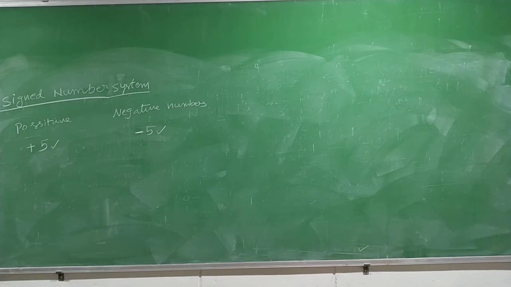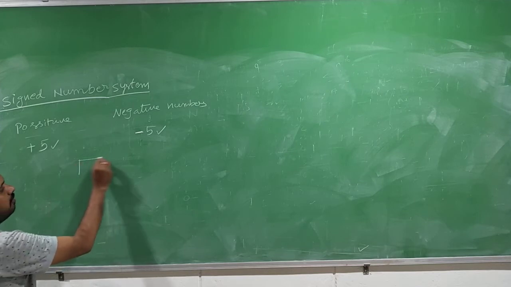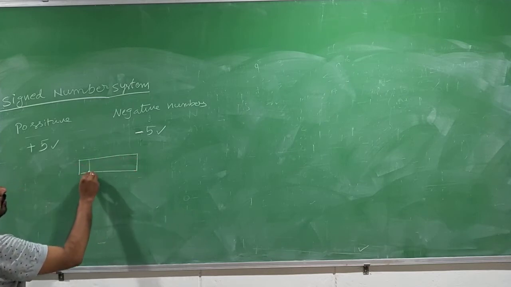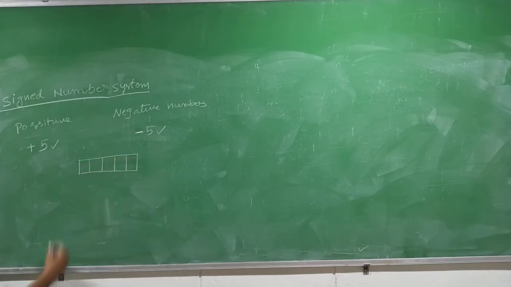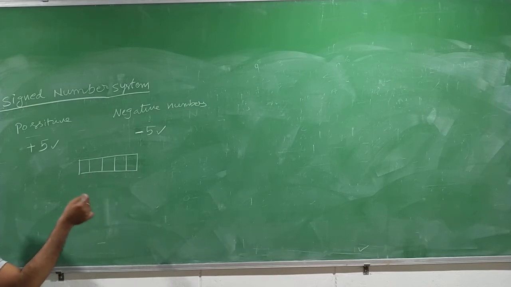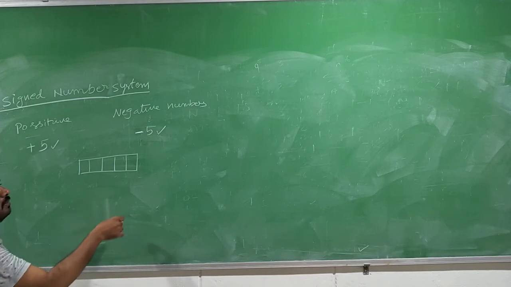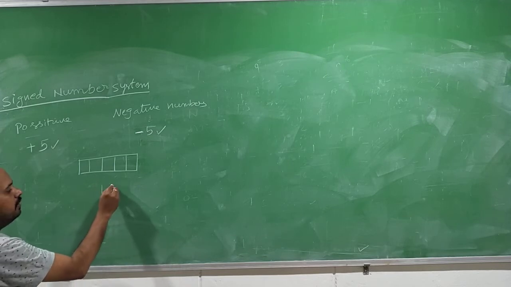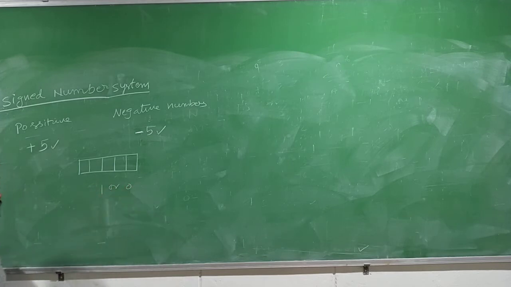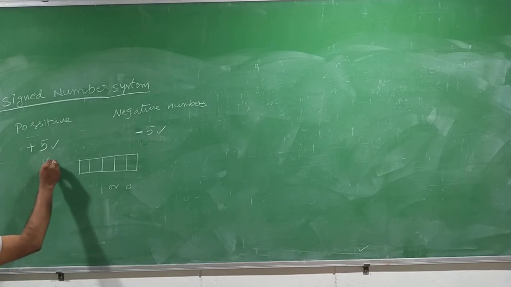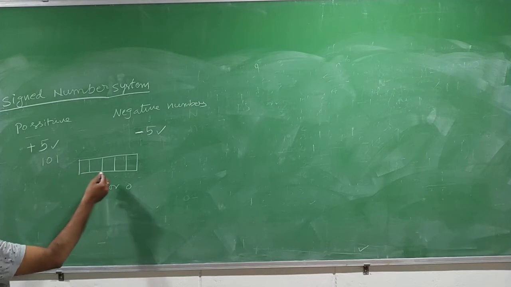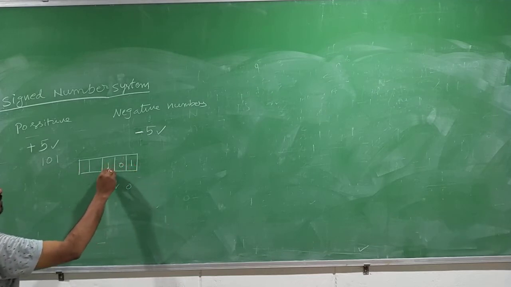But in a computer, how can you store those numbers? As I said previously, in a computer you have a memory. In this memory you have some locations. These memory locations are made to store the numbers in binary form, either 1 or 0 only, right? Suppose this 5, how can you write 5? 101. So this 5 in binary you can write as 101.